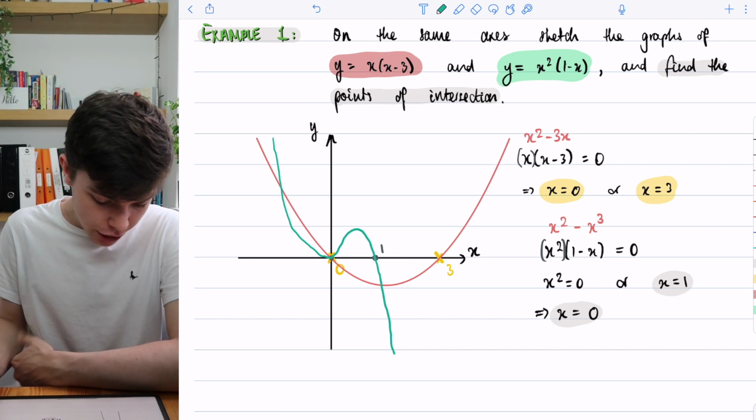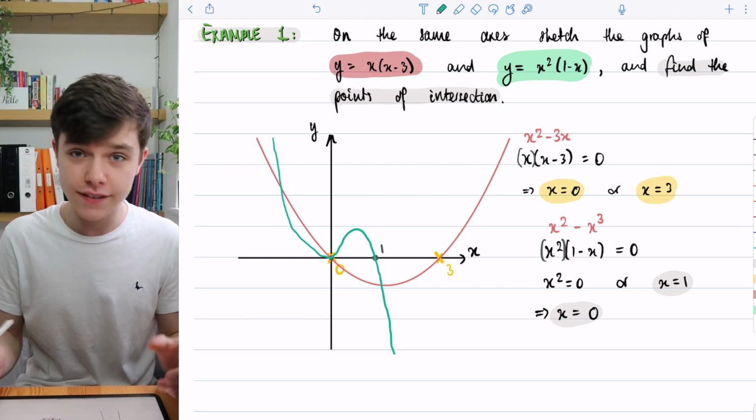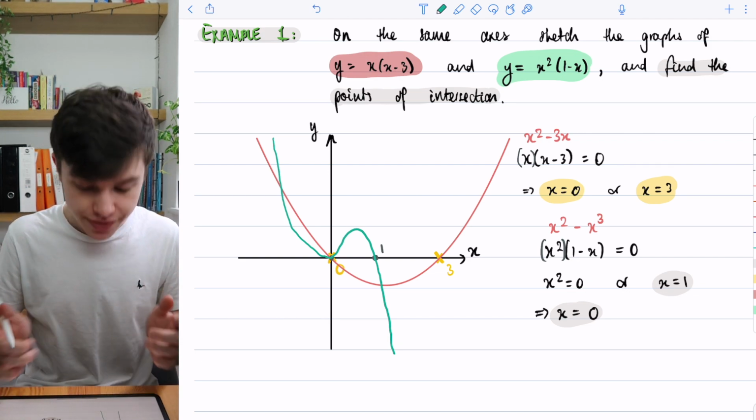Okay, maybe that could have been a little bit neater, but as long as you get the right shape of the graph, that's all we need. And if you were to check it with a graphing package, that's what it would look like.